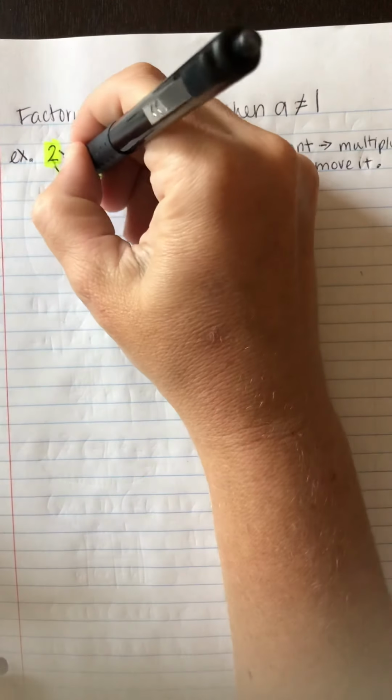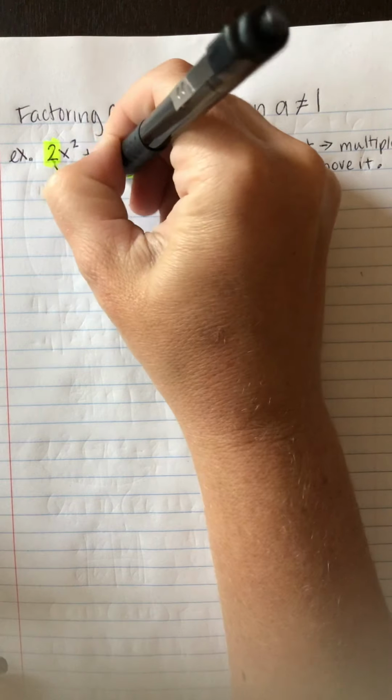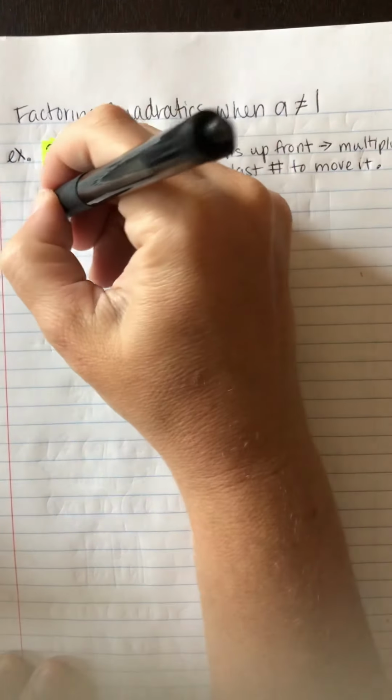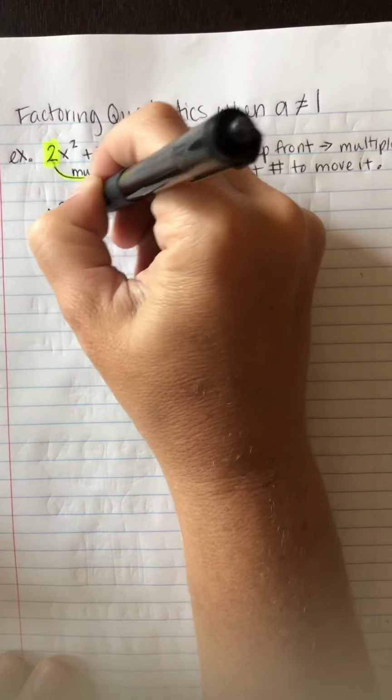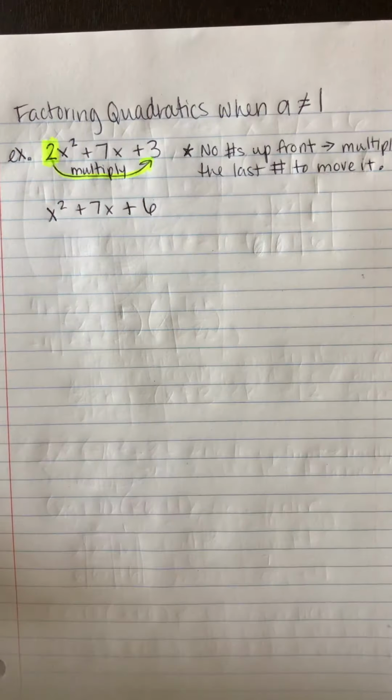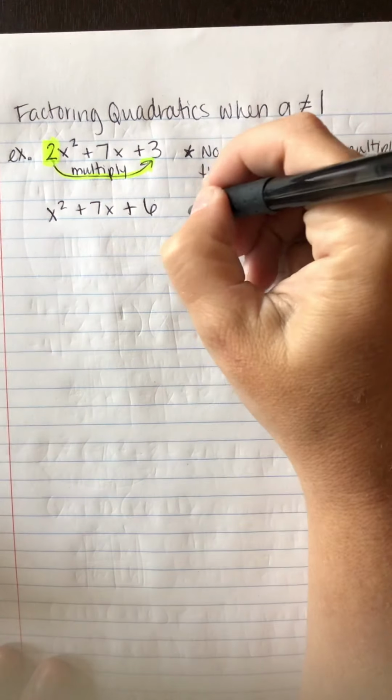Now, eventually at the end, you can't just multiply. We're going to have to end up dividing it back out. So that's going to be our very last step, to divide this whole thing by 2 again. All right, but to rewrite this, now we're going to end up with x squared plus 7x, so nothing changes in the middle, and now we have plus 6. All right, so now we can factor.